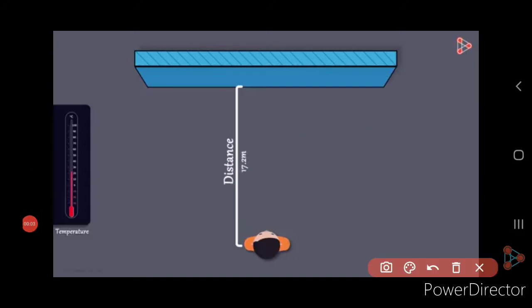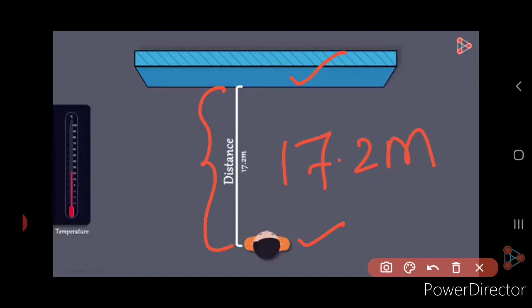The next condition for an echo is temperature. The temperature should be 22 degrees Celsius. If the temperature is 22 degrees Celsius, the echo can reach our ears. Now, what is the third condition? The third condition is that the distance between the source and the obstacle should be 17.2 meters, or you can say the minimum distance required to hear an echo is 17.2 meters. The distance between the source of the sound and the reflecting surface, right? So these are the conditions.